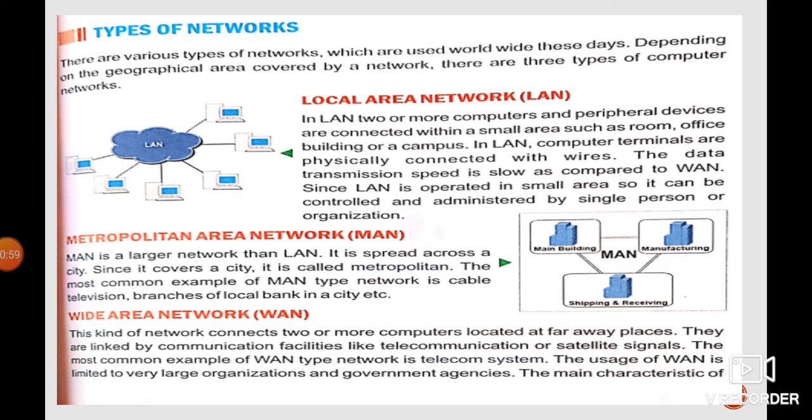Today we will talk about different types of network. Here I'm showing you the pictures of your book, types of network. So basically there are three types of network. First is LAN, second is MAN, and third is WAN. LAN stands for Local Area Network. MAN stands for Metropolitan Area Network, and WAN stands for Wide Area Network.